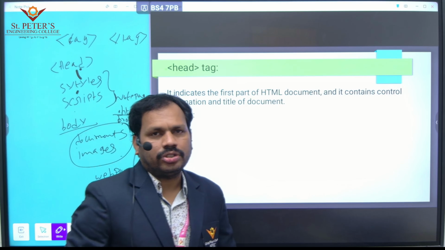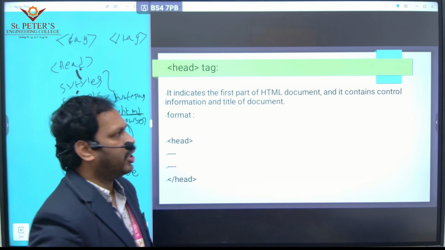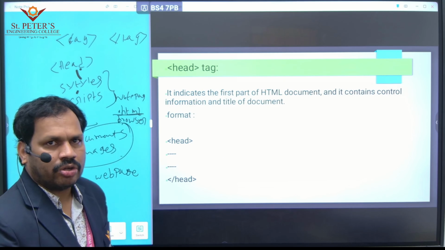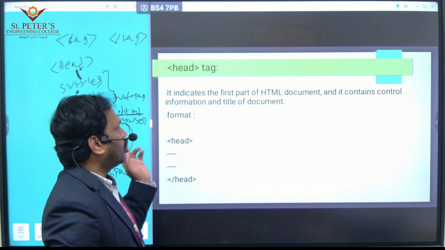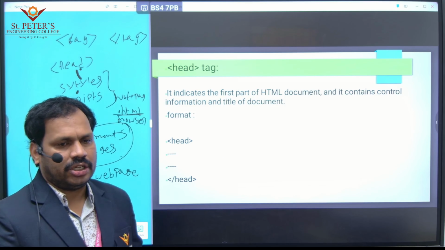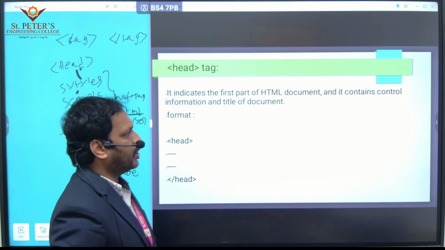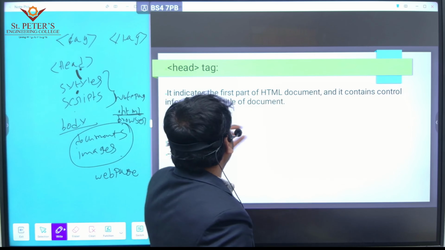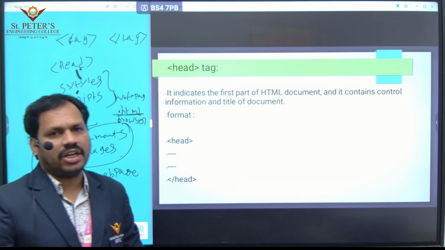And next is going to be the head tag. After the html tag, the major tag in web browsing is the head tag. The head tag indicates the first part of the HTML document, and it contains control information and the title of the document.